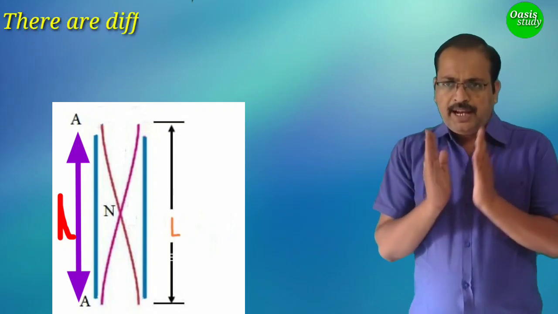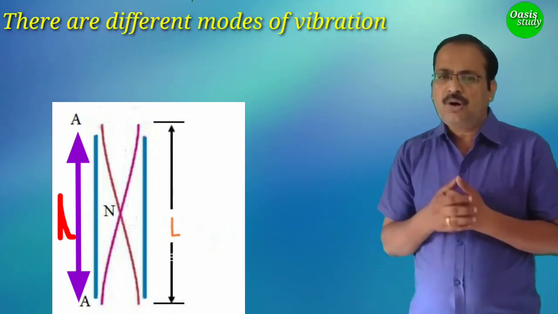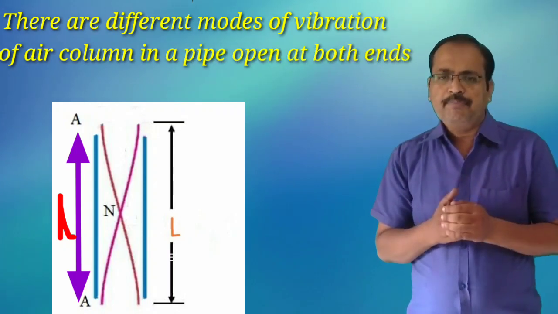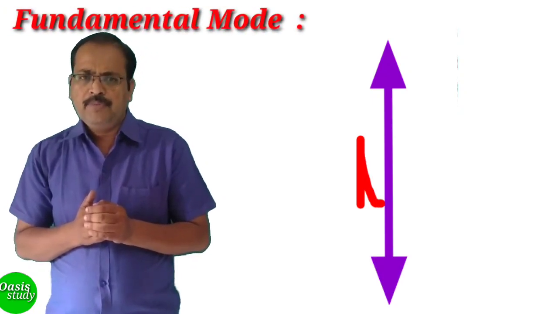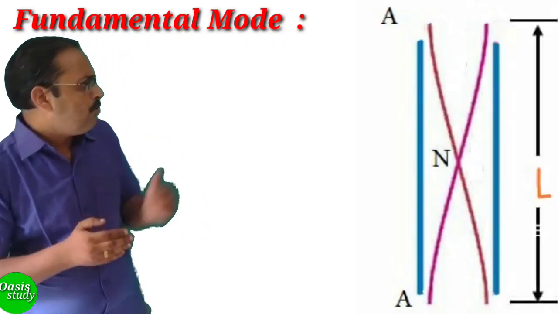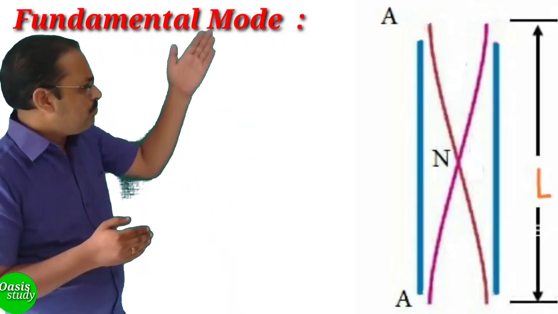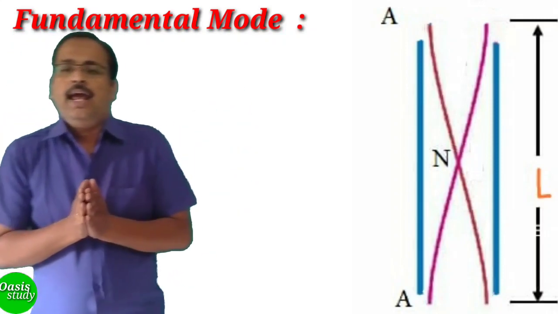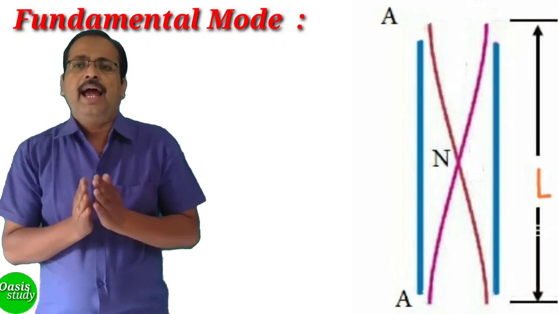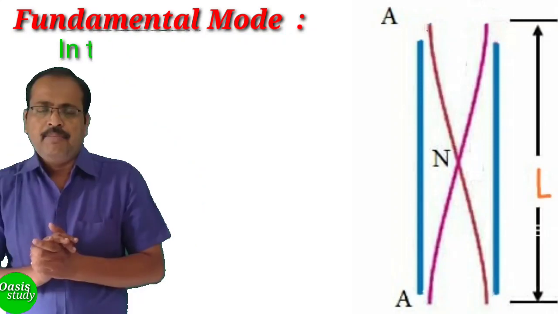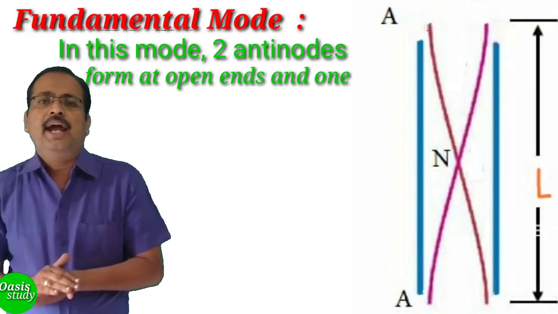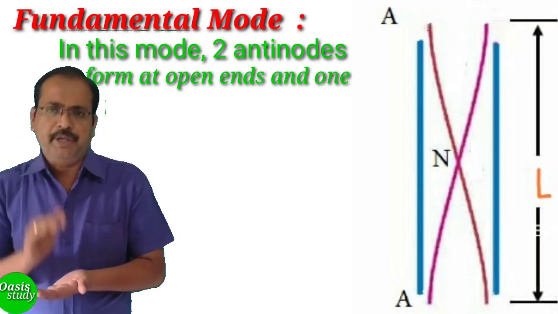There are different modes of vibration of air column open at both ends, shown in the figures one by one. First of all, the fundamental mode or first mode. In this mode of vibration, antinode is formed at both open ends and a node is formed in between them. In this case, two antinodes are formed at the open ends and one node is in between.